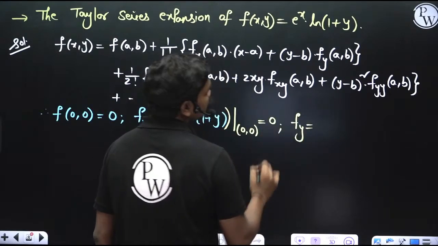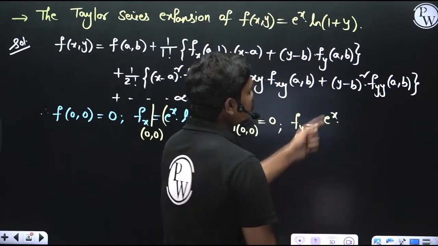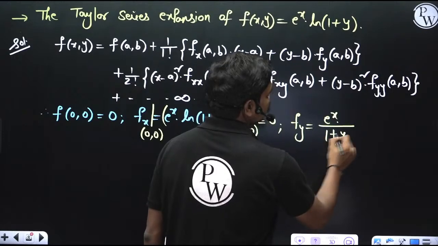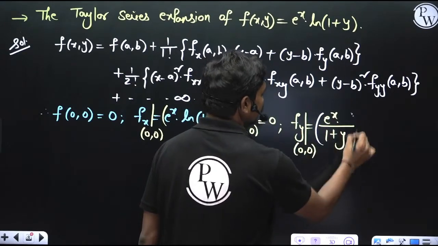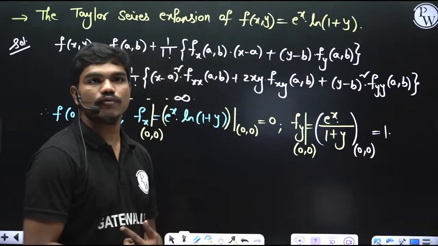fy: if you differentiate this function with respect to y partially, e power x is a constant, and the derivative of ln(1 + y) is 1 by (1 + y) into 1. So if you put in 0 comma 0, the function value at 0 comma 0 is 1 actually. Okay, so you have a 1, of course.